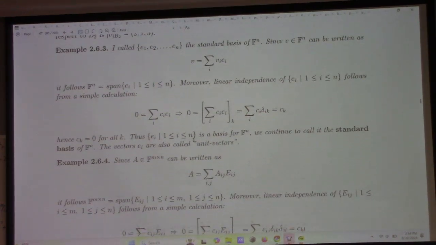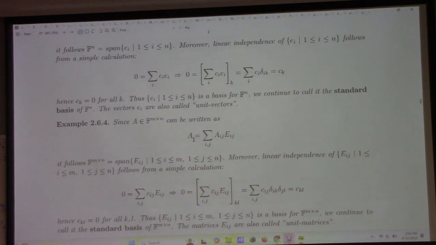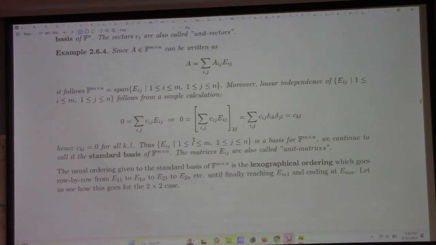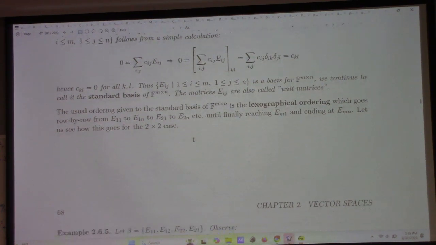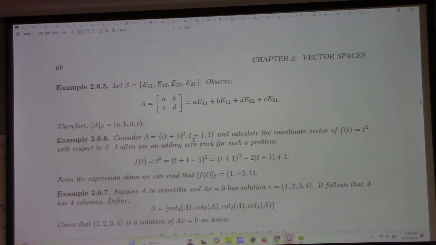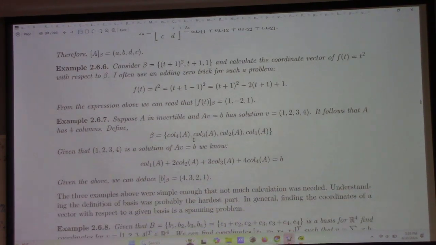So in the notes, I have all kinds of exciting things. I do have a little comment here, the lexicographical ordering, which goes row by row. And I guess that's my choice, my standard definition for the ordering of the matrix units in here. I forgot that I did that. All right, let's go on here.